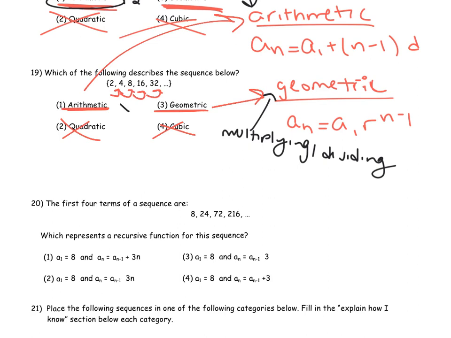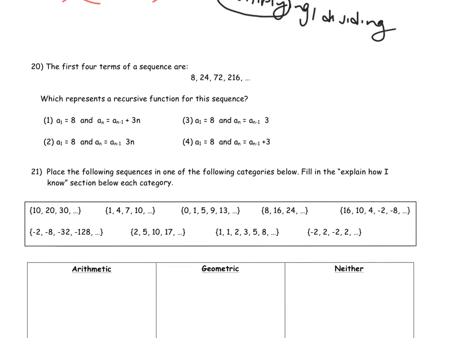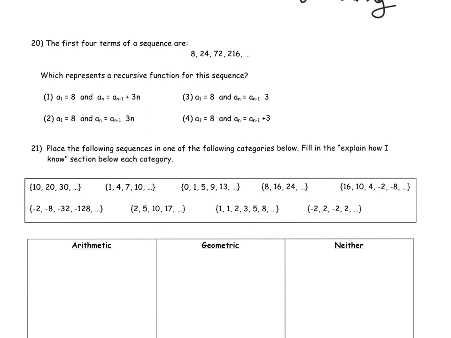Very good. We're just multiplying by 2 here. Because I'm multiplying, that means we're attached to that geometric sequence. So this is geometric. All right, and let's finish up here with question 20 of just the multiple choice. We'll wrap up the multiple choice.